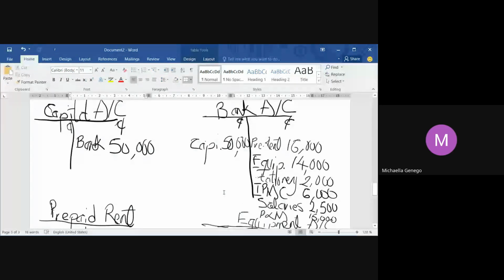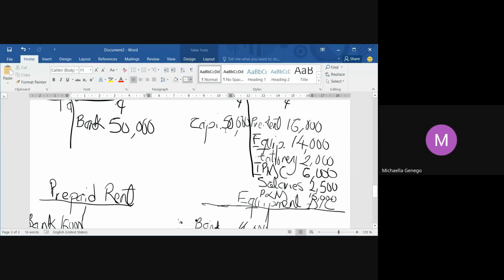Isn't this side greater than this side? Yes, the credit side is greater than the debit side. The credit side, we got 55,500. And here is 50,000. So you added 5,500, so here will be 500 as balance carried down. And then you bring your balance brought down here at the credit side.